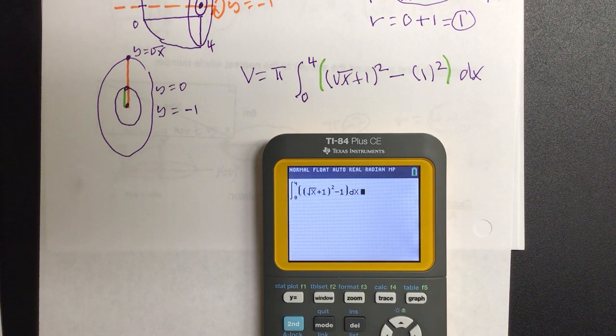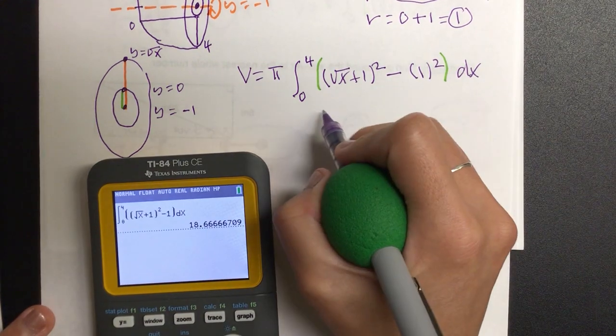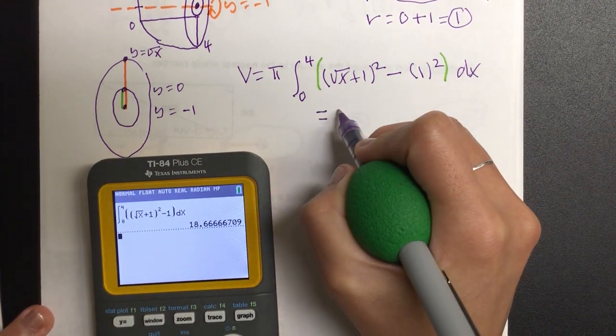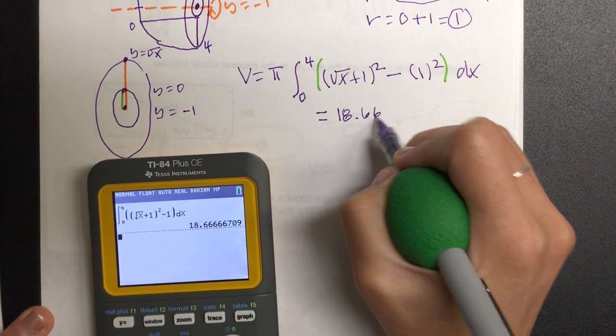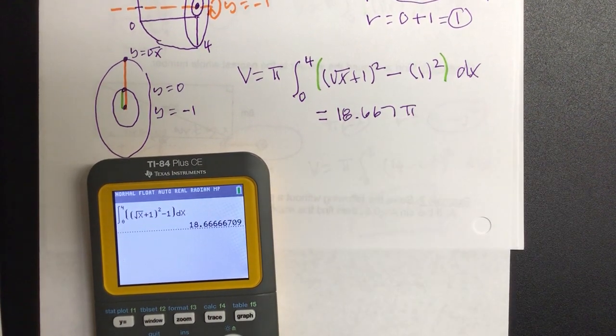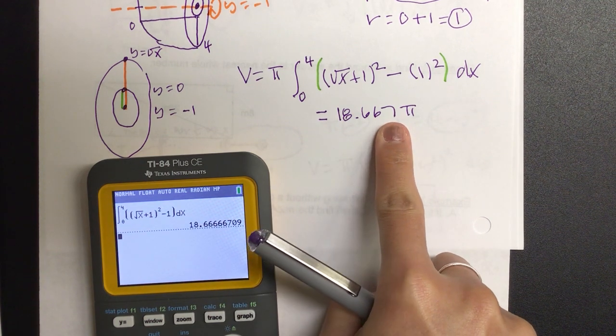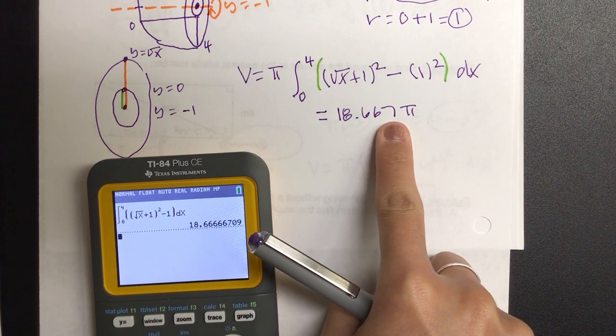Okay, when I press enter, what do you guys get? 18 point. So I'm going to go ahead and round that to the third decimal place. So 18.667 pi. What if you left it as 6 as your last number on the AP test? Is that okay? No. It is okay.